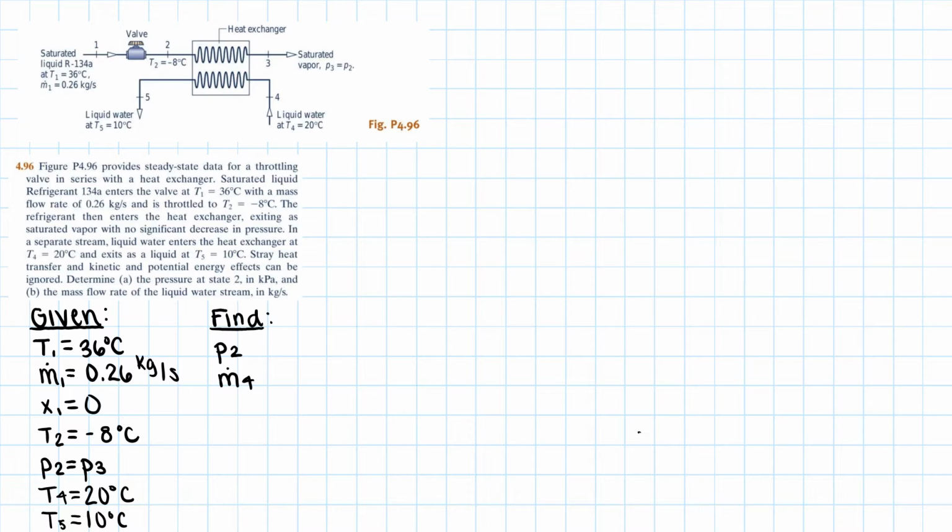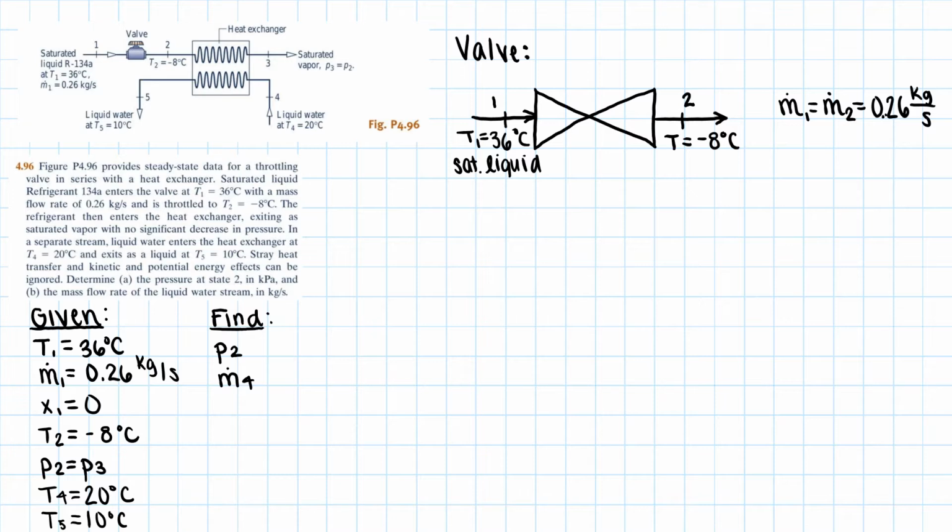This problem is asking us to find the pressure at state 2 and the mass flow rate of the bottom section of the heat exchanger, given the information shown. For this problem, we're going to start out by looking at the valve because we already have a lot of information about its current state.